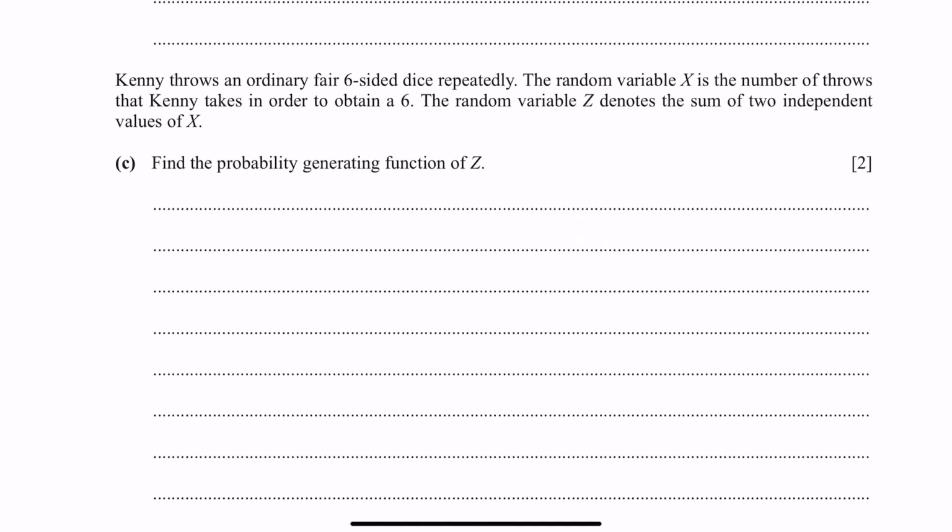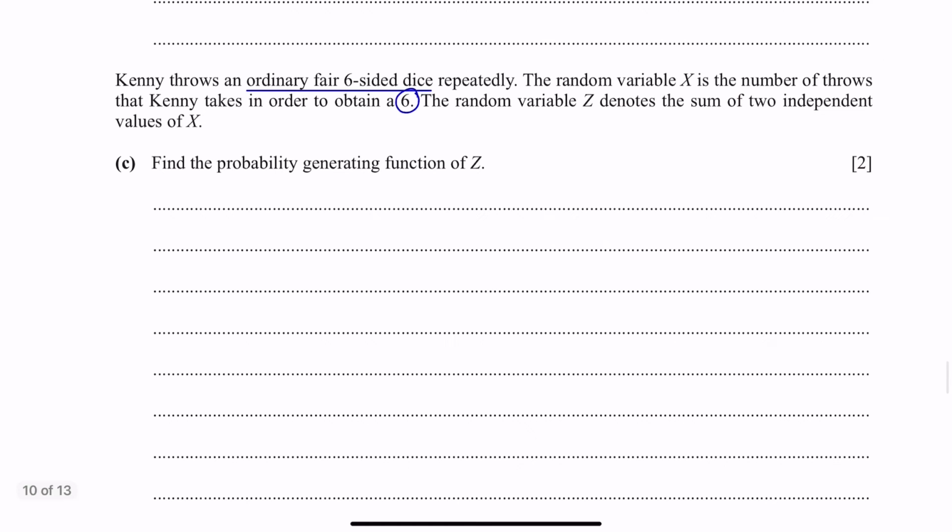Part C. Kenny throws an ordinary fair six-sided dice repeatedly, and the random variable x is the number of throws that Kenny takes in order to obtain a 6. The random variable z denotes the sum of two independent values of x. Find the probability generating function of z. So now we first need to find the probability generating function of x using the information that they have given. So an ordinary fair six-sided dice.